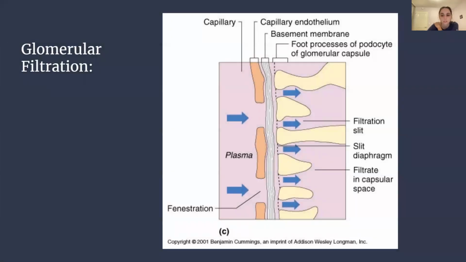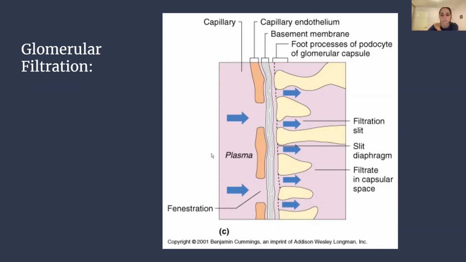Let's talk about glomerular filtration. Remember how I said that 20% of blood in the glomerulus gets filtered into the glomerular capsule? Glomerular filtration is the term for that. Glomerular filtration refers to the movement of solutes and fluid from the glomerulus into the capsule. So let's take a look at this little graphic right here.